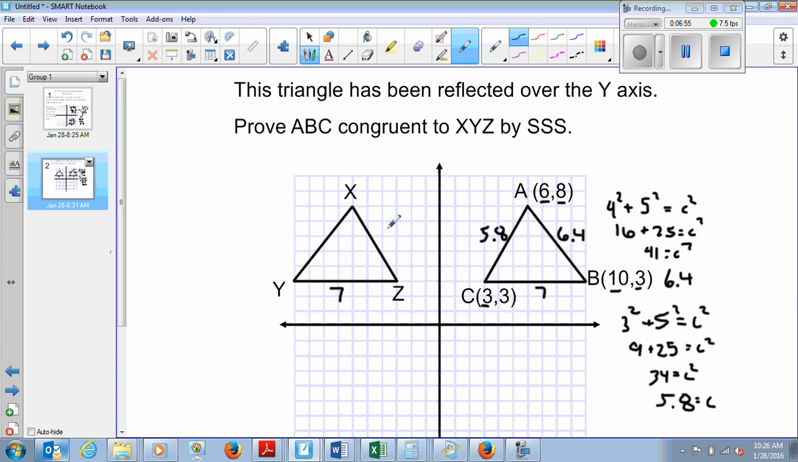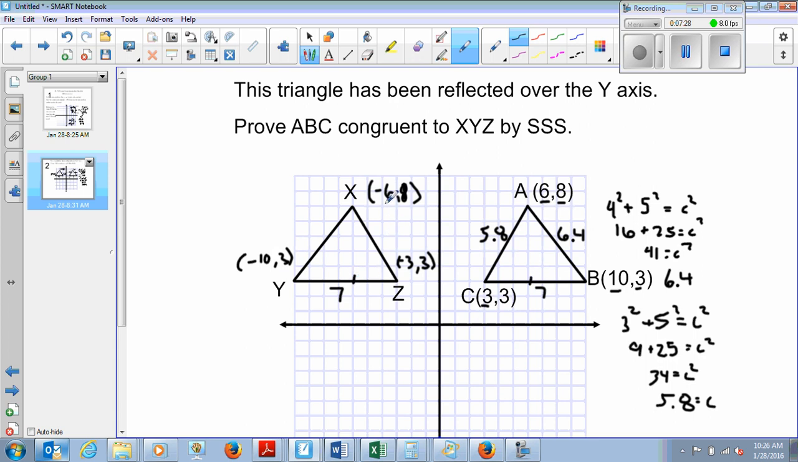And since we reflected it, all the values are the same, just the x values have changed from positive 6 to now this is at negative 6, but still positive 8. Y is going to be at negative 10, but still positive 3. And Z is going to be at negative 3, but still the Y value is positive. So let's go through and set up how we're going to find out if these are congruent. Well, we already have 7. Those are the same. There's one side that's the same.